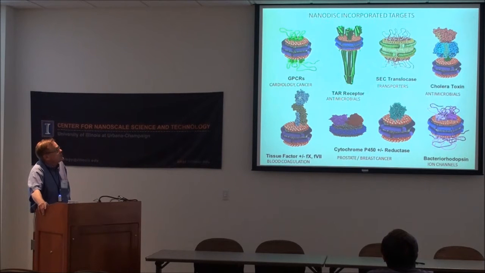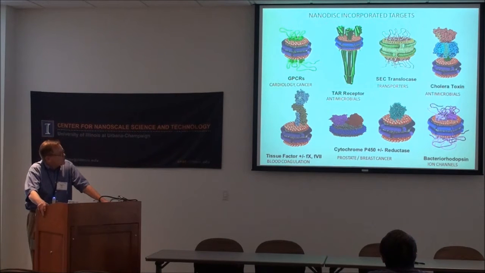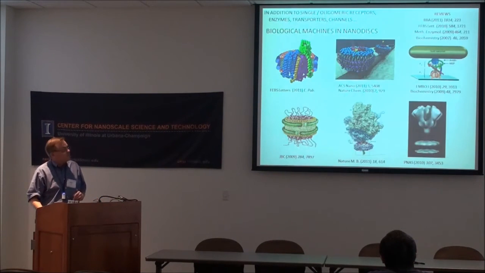We can put complex signaling molecules like a trimer of dimers involved in chemotactic reception signaling. We can put complex machines like the SEC translocase into nanodiscs, cholera toxins, various P450 systems that Mike will talk about, which are important drug targets for prostate and breast cancer. We can look at blood coagulation effects or any kinds of systems which are actually catalyzed by interacting with the membrane surface, and a variety of other different kinds of systems.